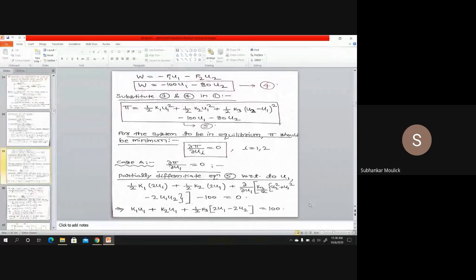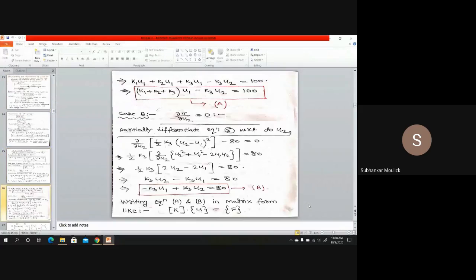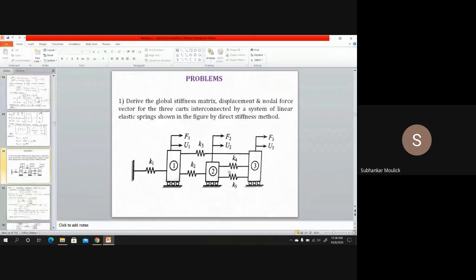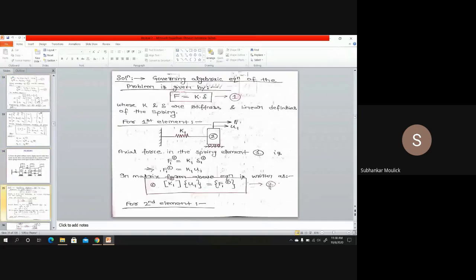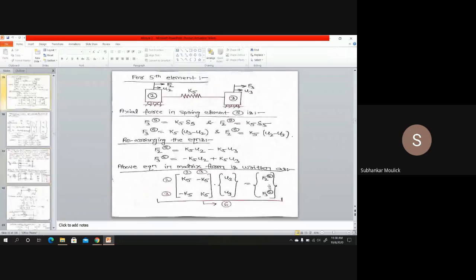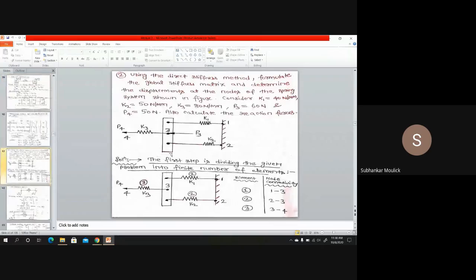So, before starting today's class, let me give you a brief recap of what we did in the last class. If you remember, in the last class, we took this problem, and we saw that by the direct stiffness method, how we can get the nodal displacement as well as the stresses present in the given problem.